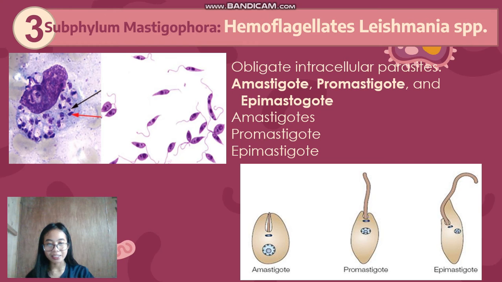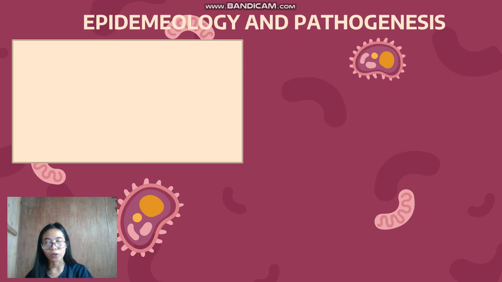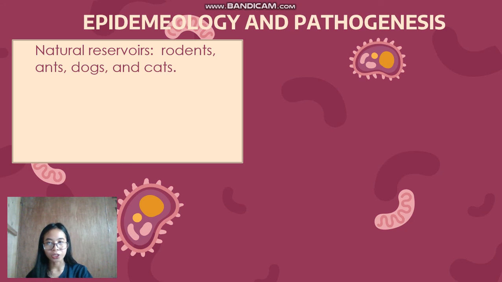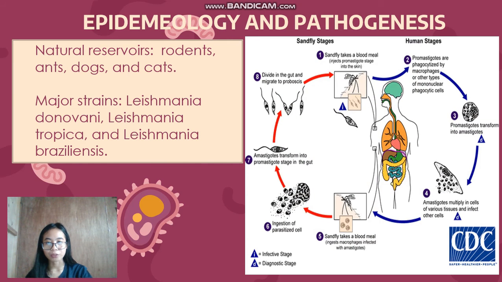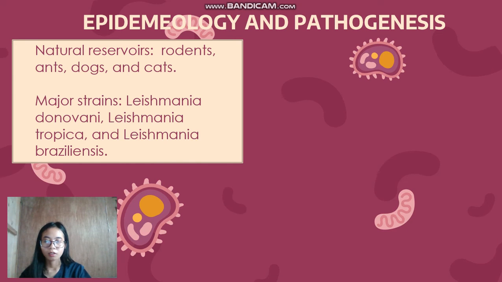So the typical amastigote is round to oval in shape and contains a nucleus, while promastigote is long and slender with a single free flagellum extending. So the parasite is distributed worldwide. Natural reservoirs include rodents, ants, dogs, and cats. These are the major strains, Leishmania donovani, Leishmania tropica, and Leishmania braziliensis.